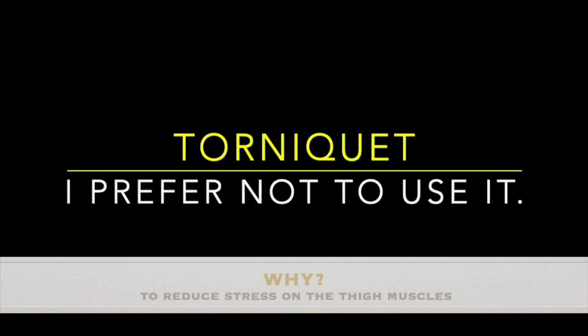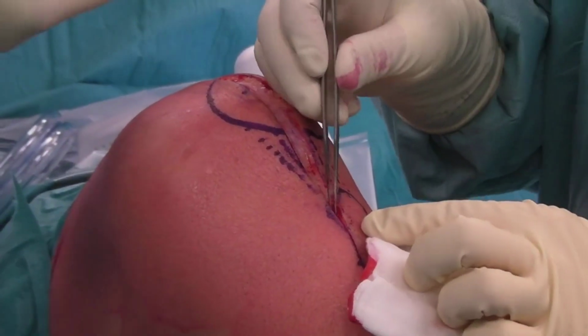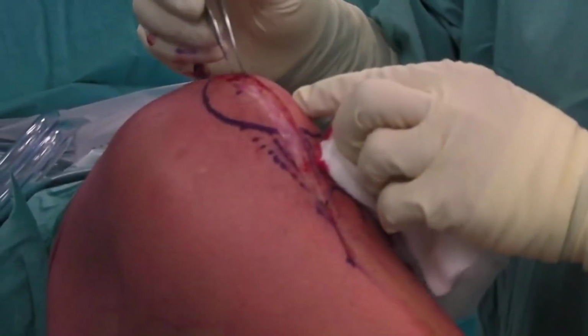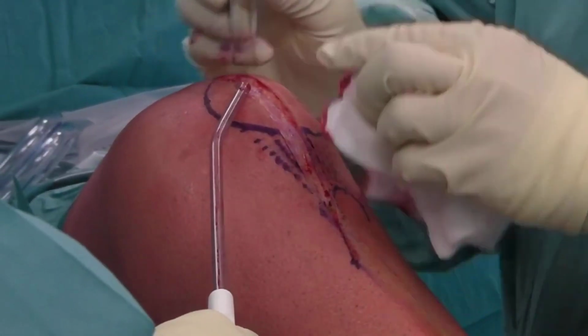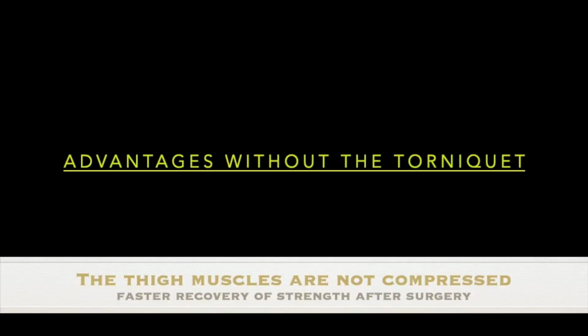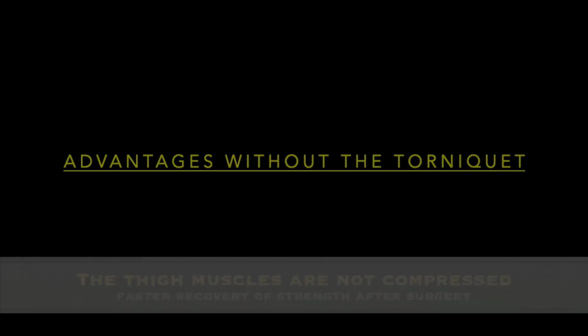In fact, it is sufficient to perform more accurate hemostasis with an instrument that burns the bleeding vessels. The major advantage of not using a pneumatic tourniquet is that it avoids secondary muscle damage due to compression of the thigh muscles, thus allowing for a more rapid functional recovery of the knee in the following days.